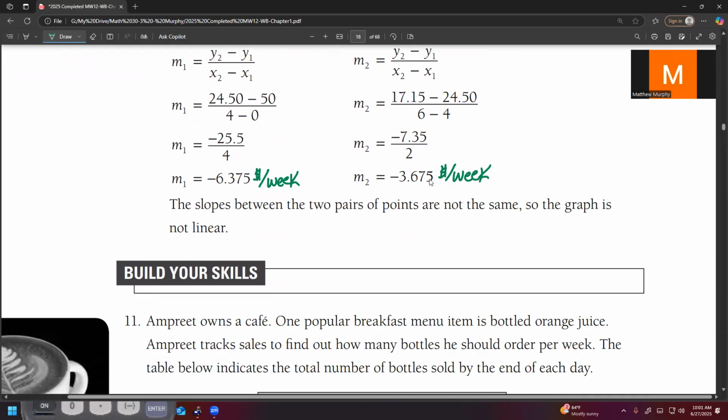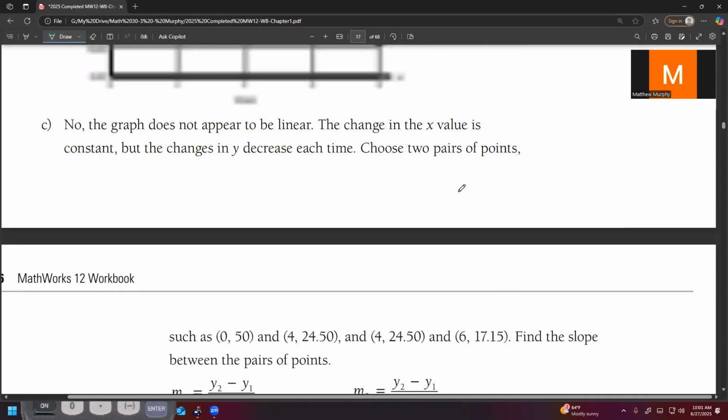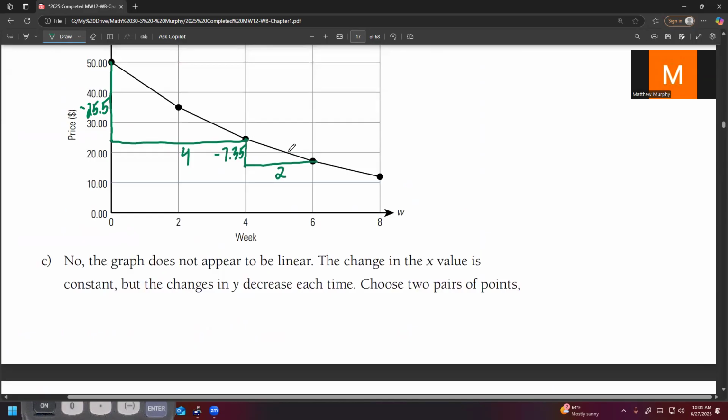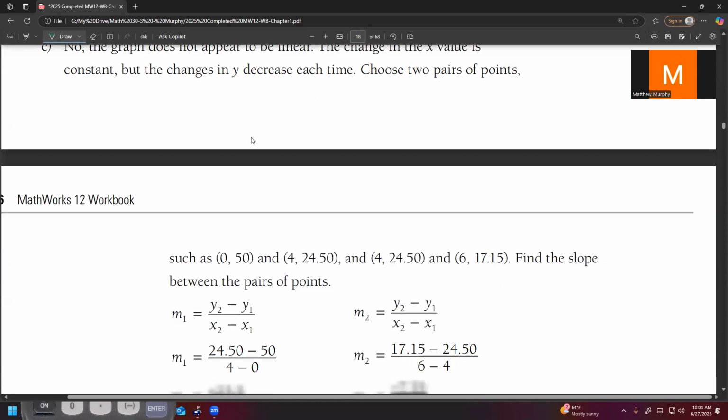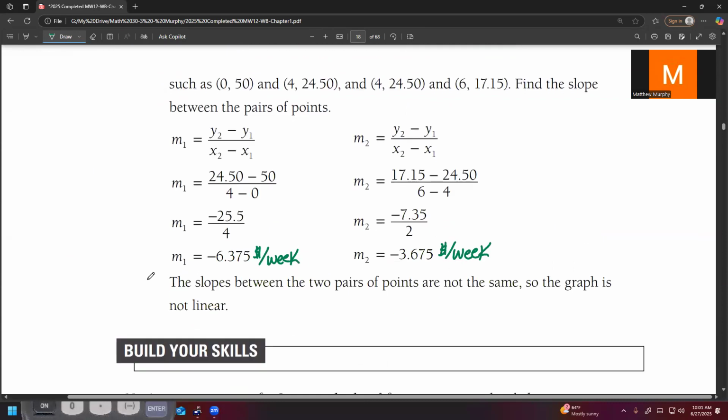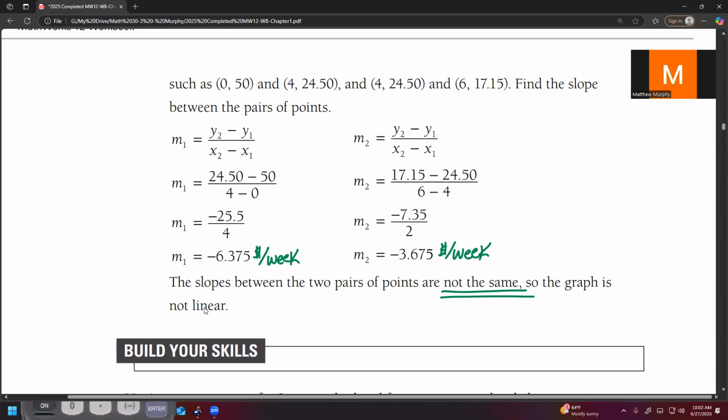And you can tell the slope is going to be less. Just look at the between the 2 points here. It's not as steep, right? Here it's more steep, it's curved. So there's just the proof. So the slopes between the 2 pairs of points are not the same. Therefore, it is not linear. Okay, so if you ever have to prove it using slope, that is what it's talking about.